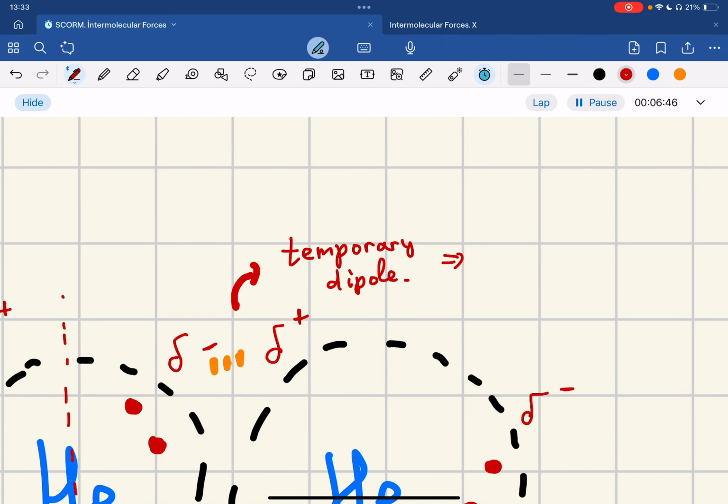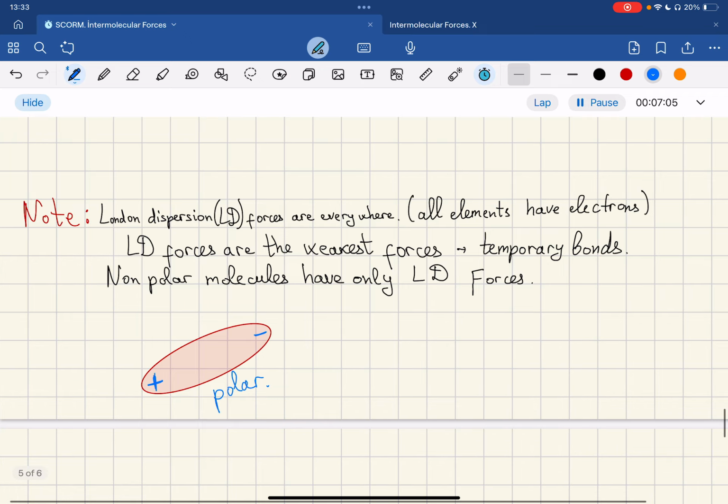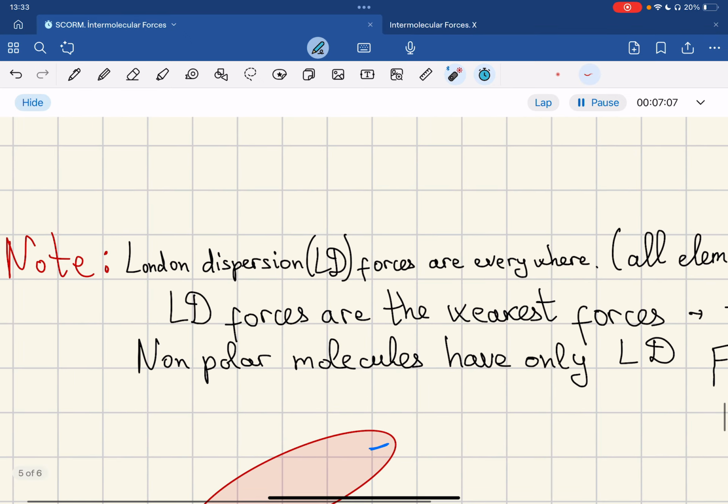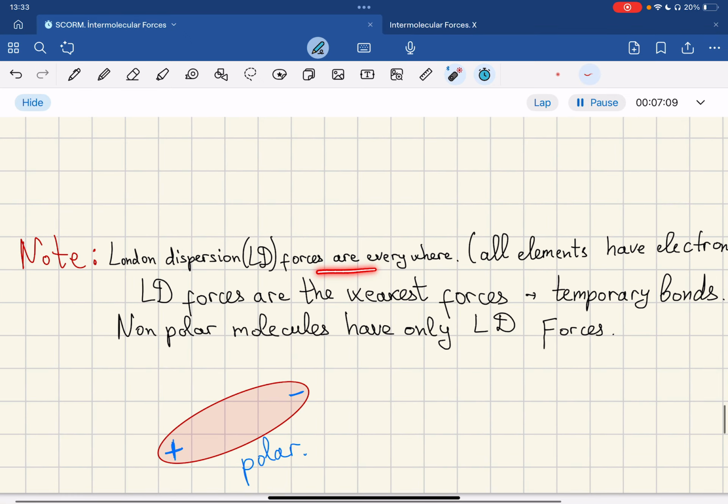As this is a temporary dipole, it's going to be a weak force. As it is a weak force, it's going to have a low boiling point. Okay, and we call these kinds of forces London dispersion forces. Just remember that London dispersion forces are found everywhere.